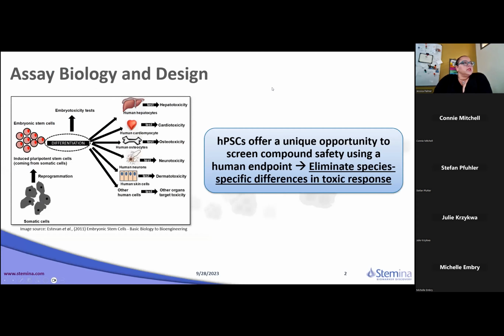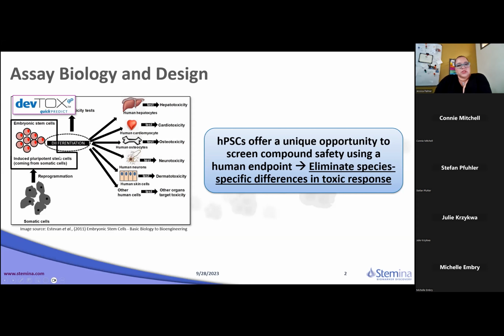So Stemina's assays are built around using human pluripotent stem cells, or cells that are derived from them. The idea is that we want to use a human cell line to try and minimize or eliminate differences that are due to species differences in toxic response. So the DevTox assay that I'm going to talk about uses undifferentiated pluripotent stem cells, and we do all of our treatments keeping them in that undifferentiated state.